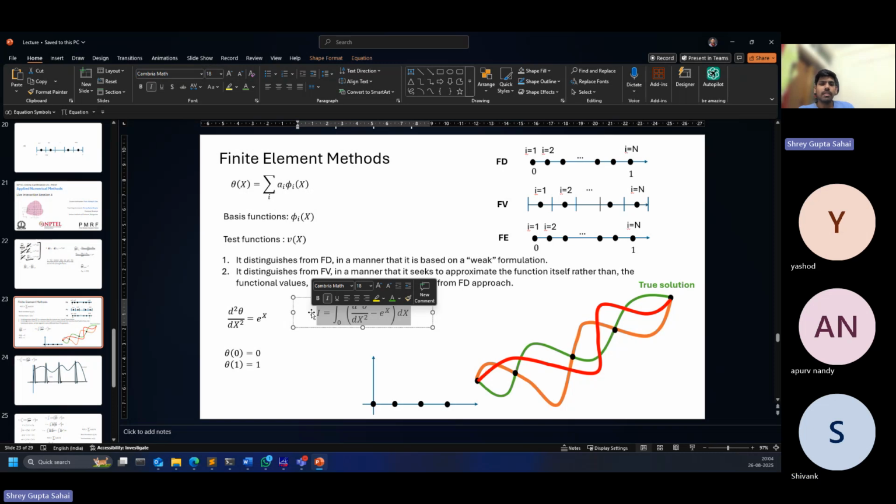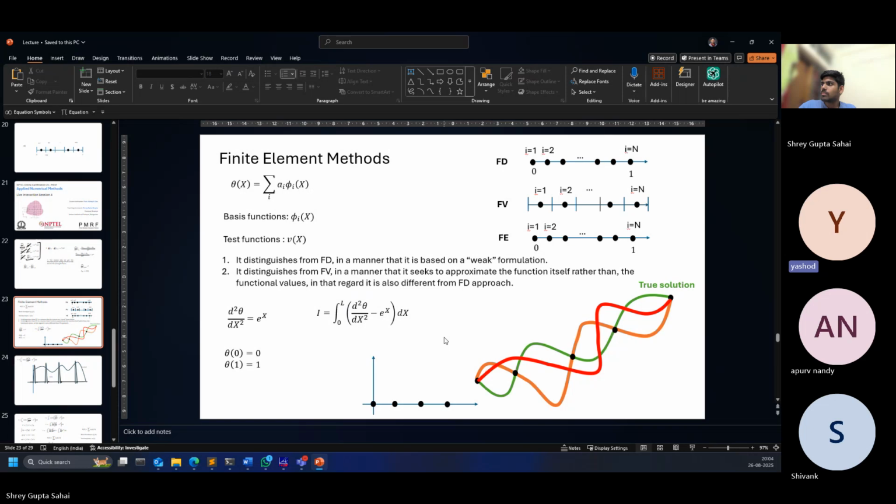Regarding Shivank's question, for some guidance, there is this book by J.N. Reddy, Introduction to the Finite Element Method. I think that will be very helpful to understand these variational methods. You can refer to that textbook. Oh, okay, J.N. Reddy, thanks.